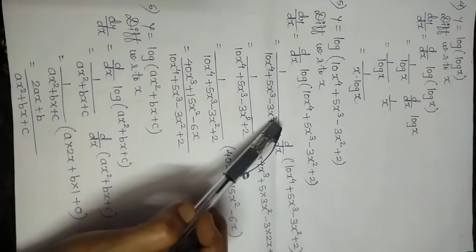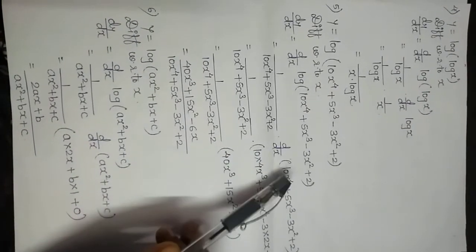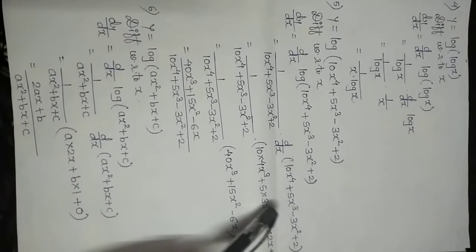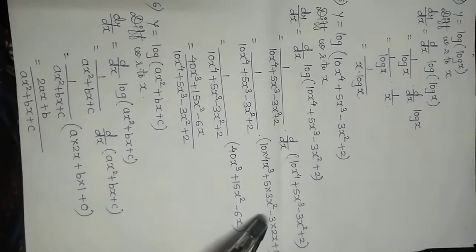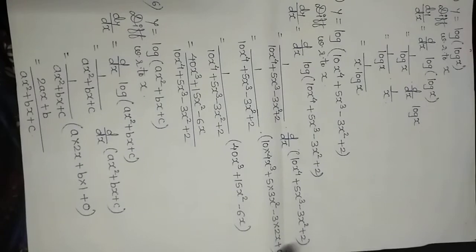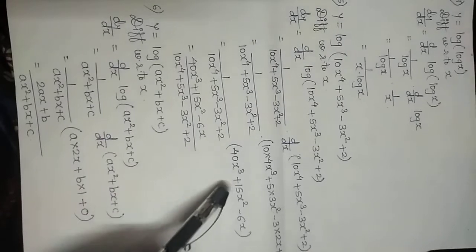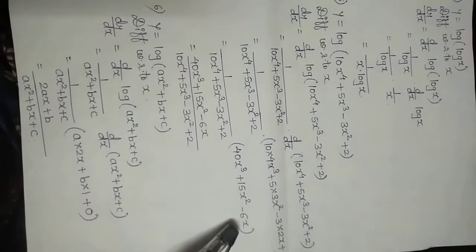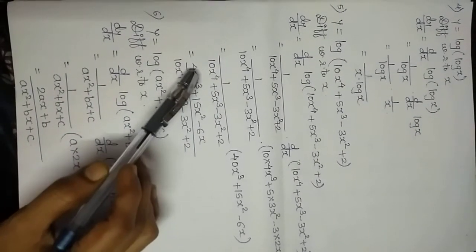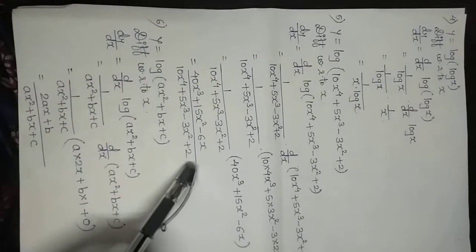So that term which we have considered as x, again we take its derivative. So 10 into 4x cube plus 5 as it is, derivative of x cube is 3x square, minus 3 as it is, derivative of x square is 2x, plus 2 is a constant, so derivative of 2 is 0. So after simplifying this, we will get 40x cube plus 15x square minus 6x. Now this term we can write in the numerator. So our final answer will be this entire term in the numerator and the denominator as it is.